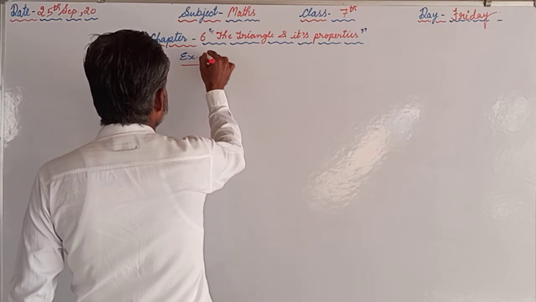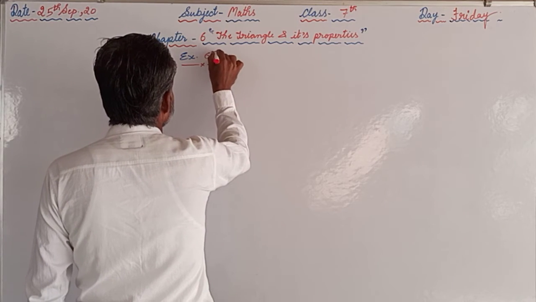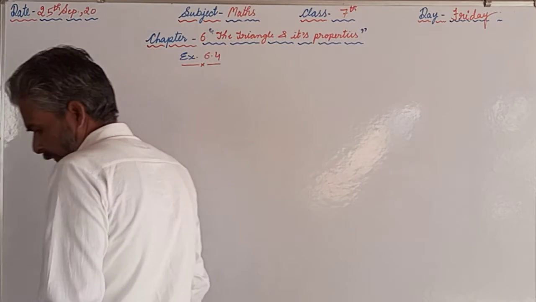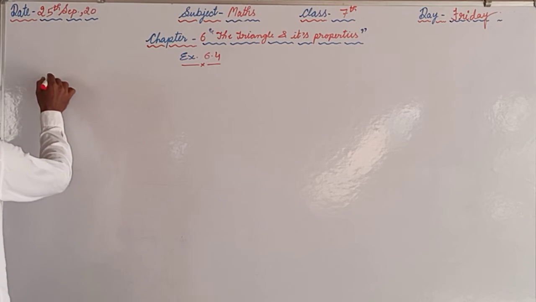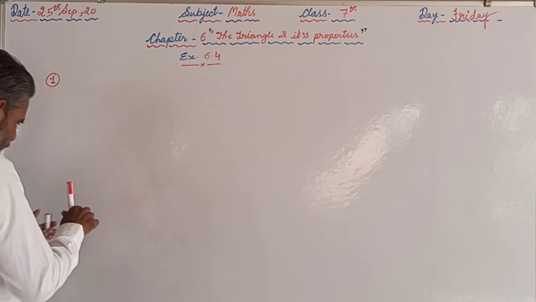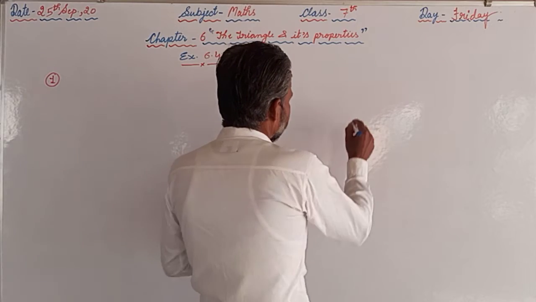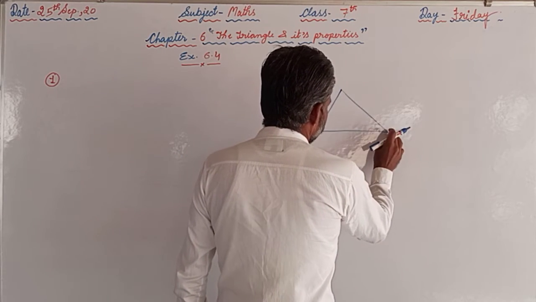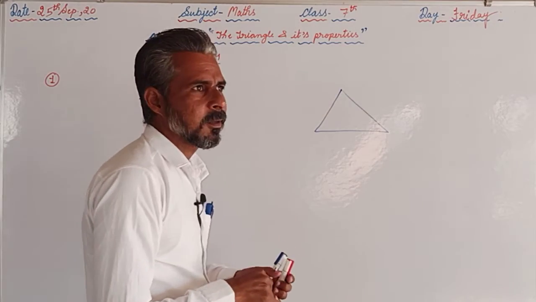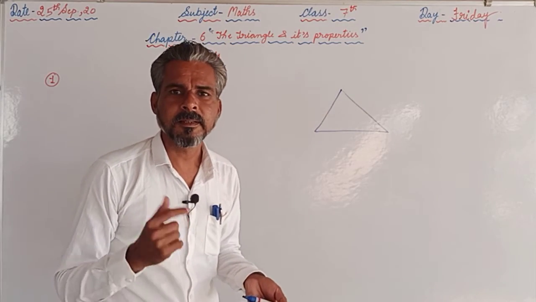That is exercise 6.4, and the question is given, that is question number 1. The sides of the triangle are given, we have to find whether the triangle is possible or not. If a triangle is given, then in a triangle the sum of two sides should be greater than the third one.